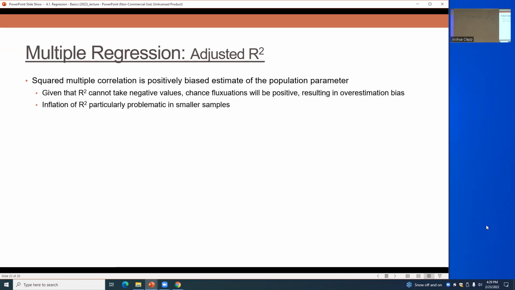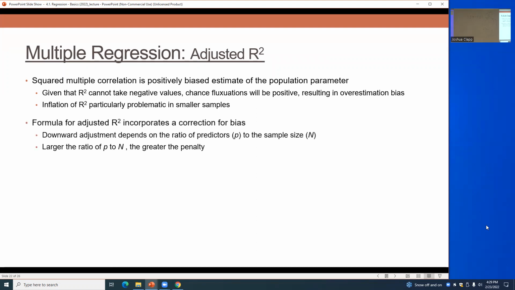Yeah. That would be like the AB diagram. Yep. It's sort of your overall. But just like we talked about, eta squared, multiple correlation, is a positively biased estimate of the actual population parameter. R squared can't be negative. So any chance overlap in between things, even if it's sample specific, is always going to result in a positive bump up in R squared. So our R squared is always going to be overestimated. This is particularly problematic in small samples.